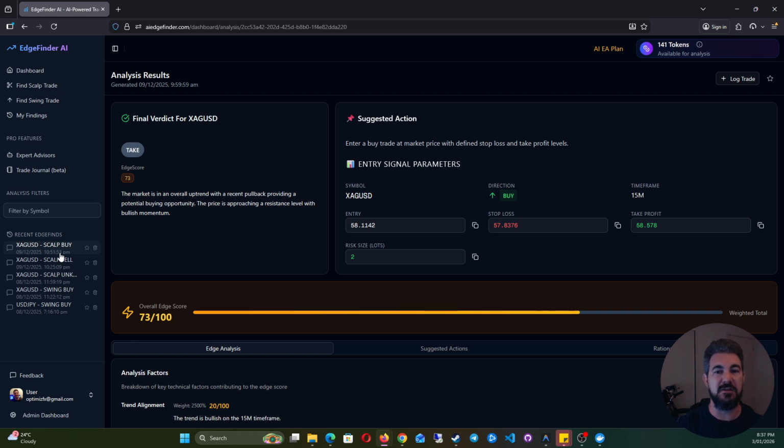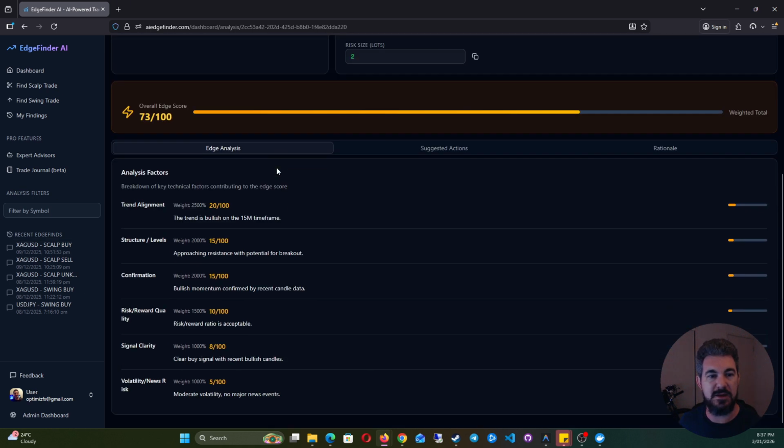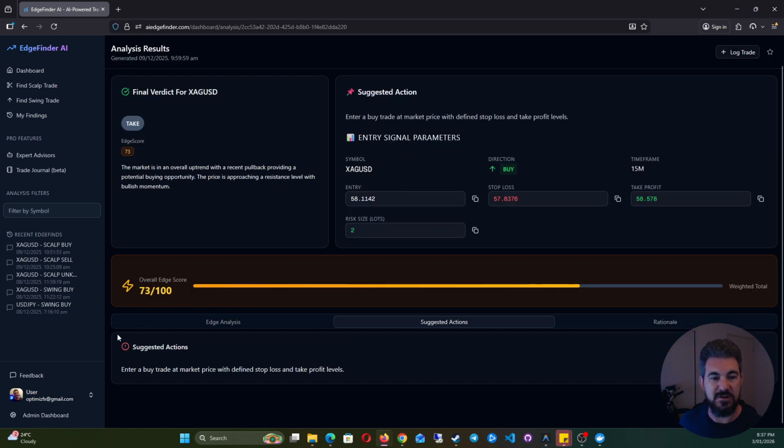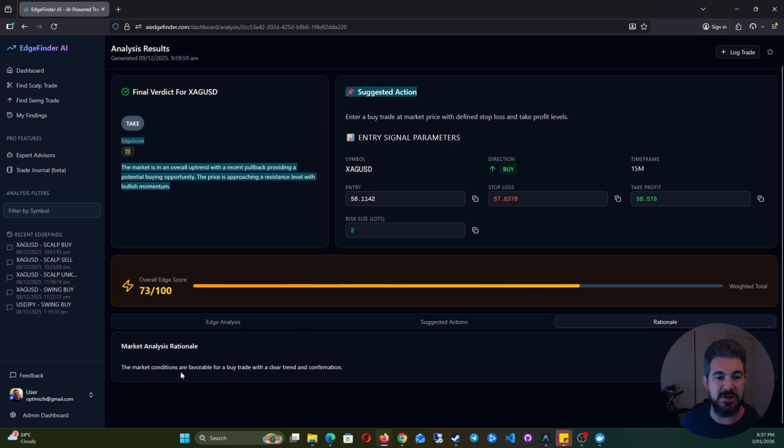As you can see here, there are entry signal parameters. Enter a buy trade at market price with defined stop loss and take profit levels. It'll give you the symbol, the entry, the stop loss and take profit, the time frame, the risk size, which is wrong, and I'll talk about that soon, and a little bit of a final verdict, an edge score, which is what this is all about, suggested actions, which is just the same as this here, and a rationale.